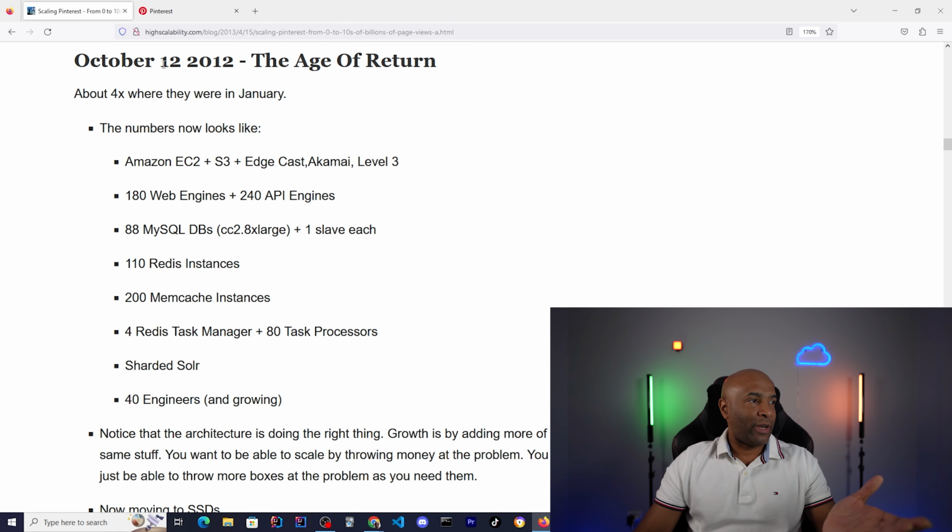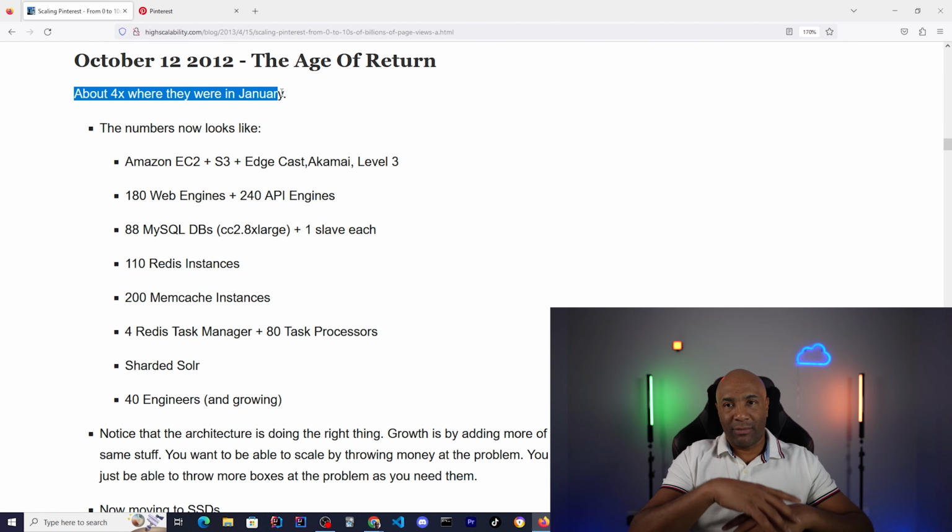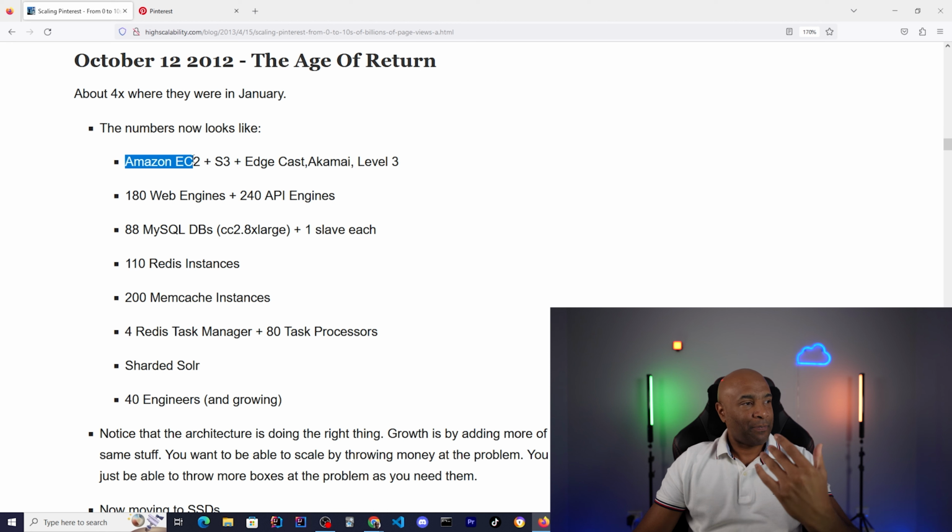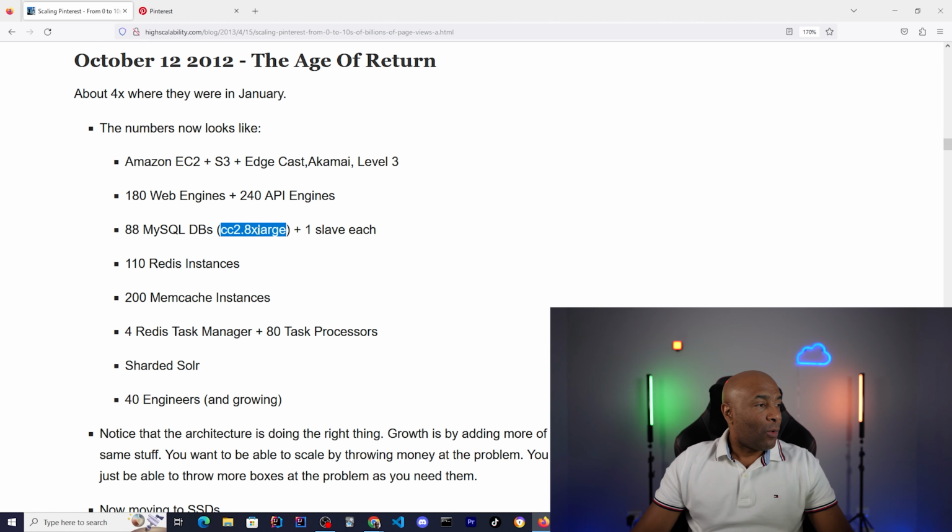In October 2012, they call it the Age of Return, about 4 times where they were in January, so they grew even more. And now the numbers look like this: they're still using Amazon EC2, S3, Edgecast, Akamai, and Level 3, 180 web engines plus 24 API engines, 88 MySQL databases. Now they are using another instance type class, which is CC2 8xlarge, plus 1 slave for each one of them, 110 Redis instances, 200 memcached instances, 4 Redis task managers, plus 80 task processors, sharded Solr, 40 engineers and growing.